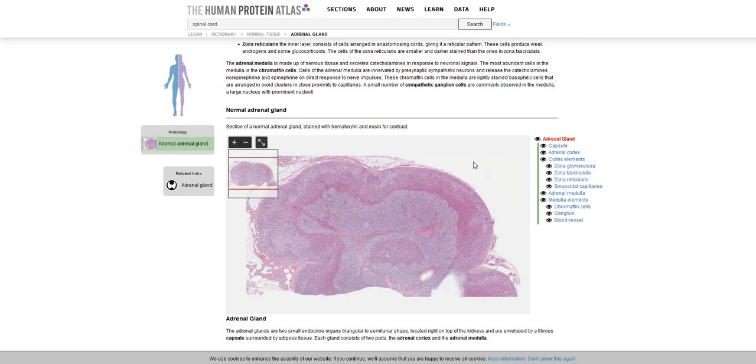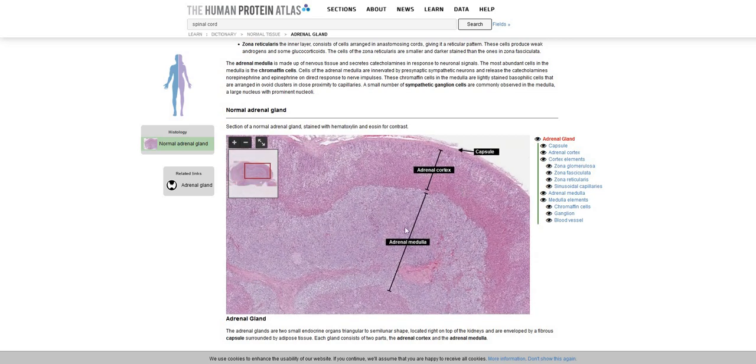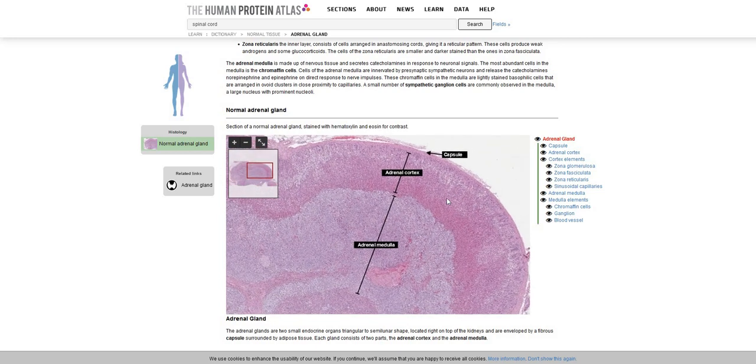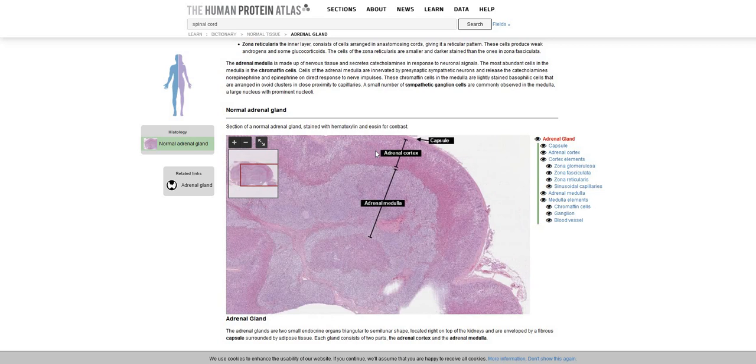So we'll see them again when we talk about the urinary system. They're a pair of glands, so we have one above each kidney. And they're going to have an outer cortex and an inner medulla. So this is where the histology starts. So what we have here is one adrenal gland.